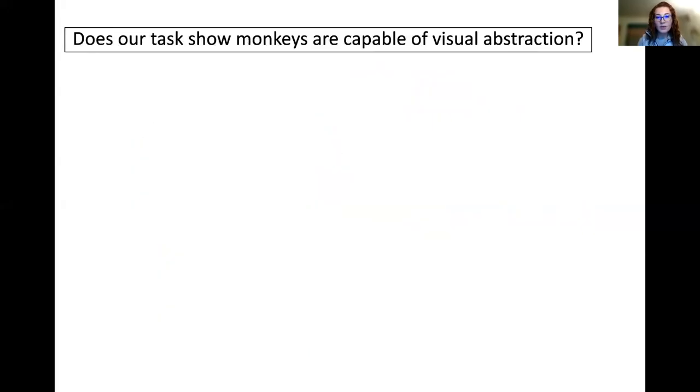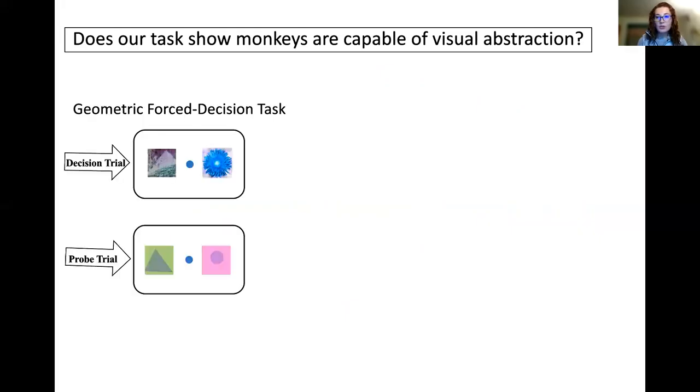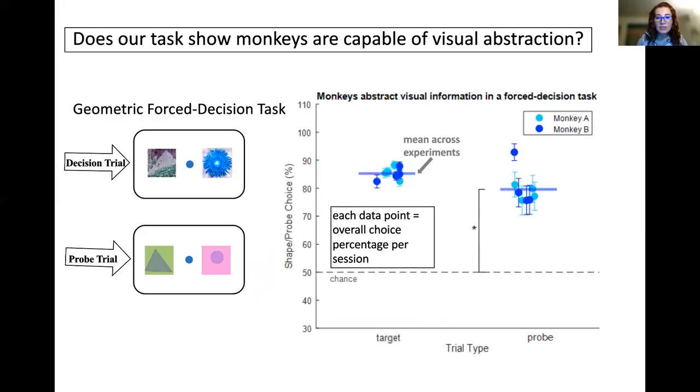But does our task show that monkeys are capable of visual abstraction? To test this, we used the same experimental design as before, only using geometric shapes. In the first set of experiments, monkeys were trained to saccade to natural images containing objects with triangular shapes over natural images containing objects with circular shapes. Once minimum accuracy was achieved, probe trials featuring simplified cartoon-like circles and triangles were introduced. We found that monkeys chose simplified triangles more often than circles.